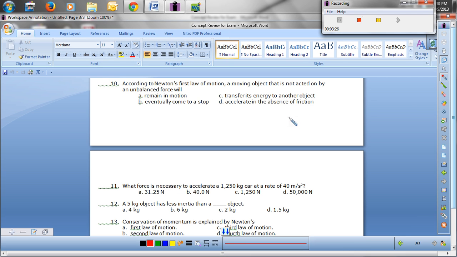According to Newton's first law of motion, a moving object that is not acted upon by an unbalanced force will remain in motion forever. What force is necessary to accelerate a car? Well, the force is equal to mass times acceleration. The car has a mass of 1,250 kilograms. Acceleration is 40 meters per second squared. If you multiply 40 meters per second squared by 1,250, you're going to get 50,000 newtons.